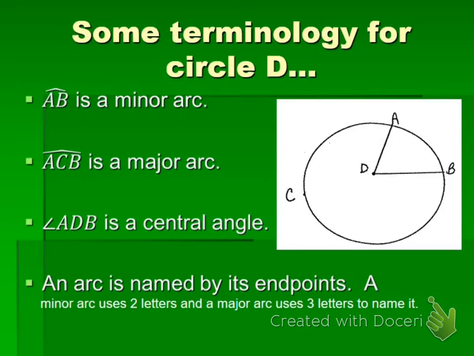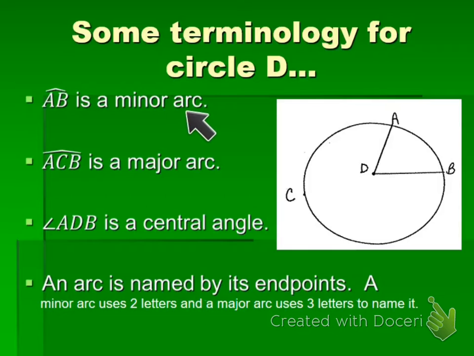First thing to fill in your notes is some terminology for circle D. Remember, we name circles by their center, so this diagram has a center at D. You should label the diagram. Yours is on the left, underneath where it says notes. All right. If you have not already done so, you should be filling these in as we go through them.